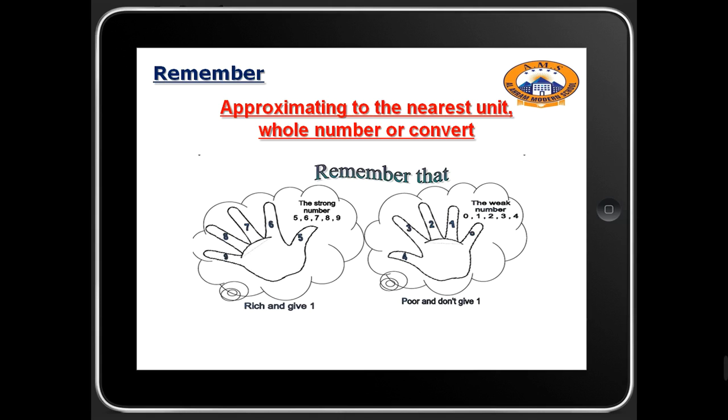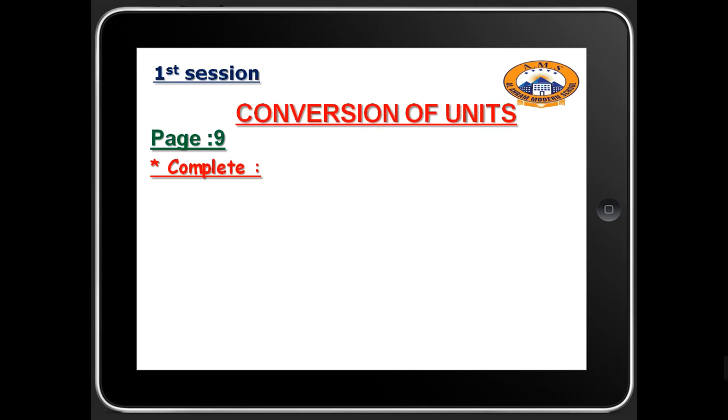On your fingers, count from your right hand, start with 0, 1, 2, 3, 4. These are the weak numbers or the poor numbers. And on your left hand, start counting on your fingers 5, 6, 7, 8, 9. They are the strong numbers or the rich numbers. They will give 1 to the units place.